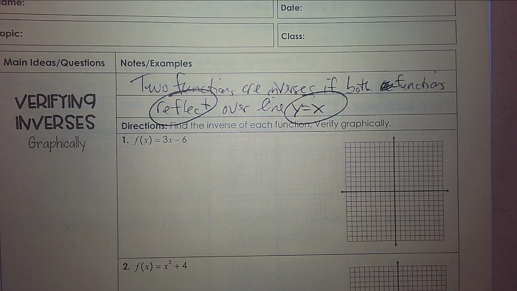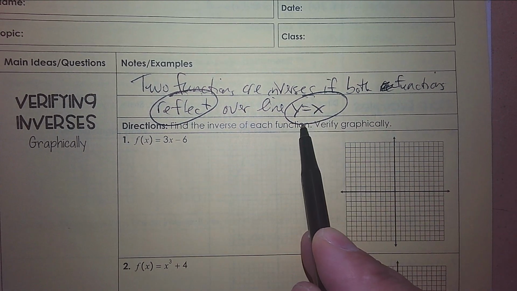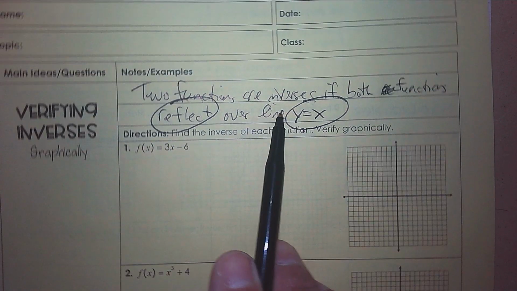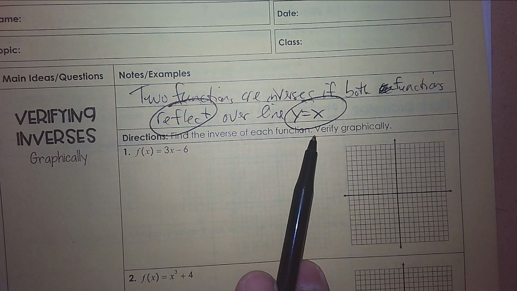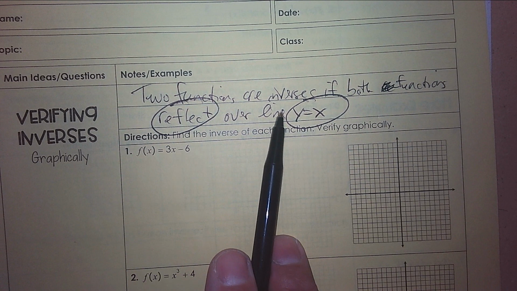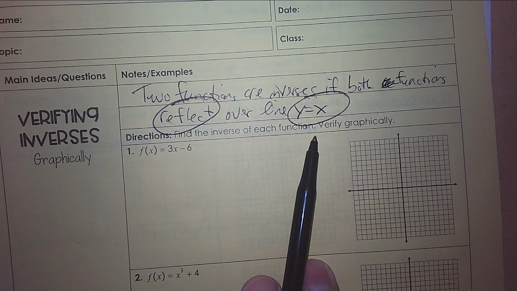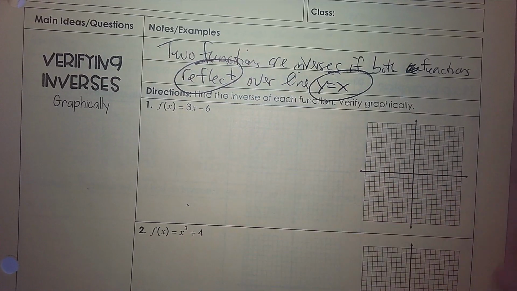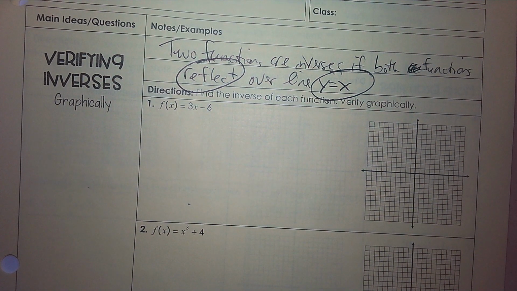So what do I get out of this? A function and its inverse. They reflect over which line? Y equals x. Two functions are inverses if both functions reflect over the line y equals x. So what we're going to do is we're going to find the inverse, and we're going to graph both lines on this graph. And then we're going to draw the line y equals x and see if it was a reflection or not. All right.